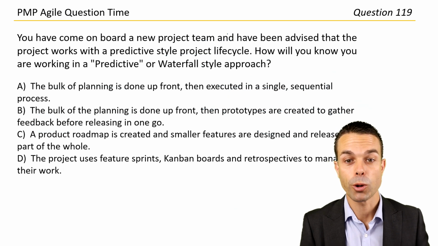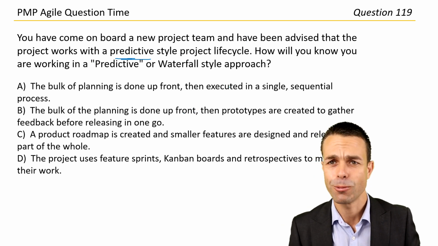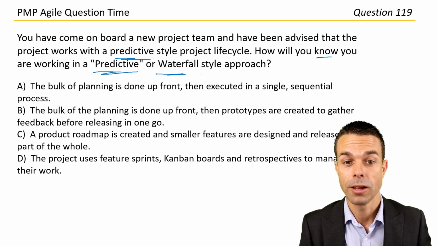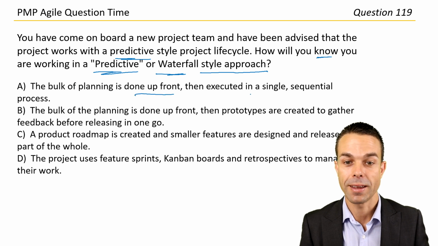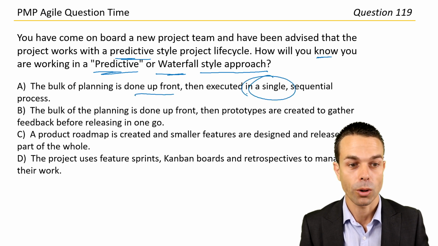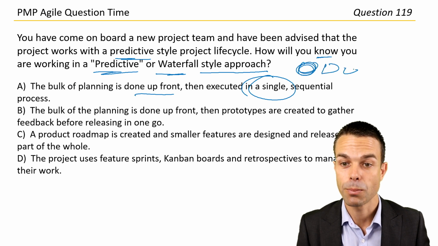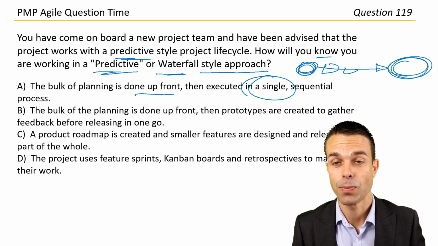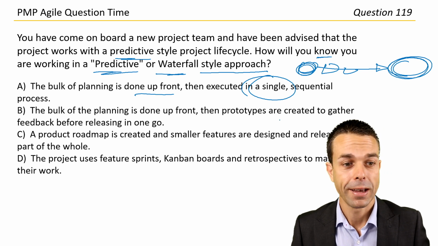You've come on board a new project team and you've been advised that the project works with a predictive style of project lifecycle. Okay, this is the other side of the scale. This is good, a really good foundation. How will you know you're working in a predictive or waterfall style approach? All right, the bulk of the planning is done up front and then executed in a single sequential process. Yes, that's definitely it. We plan everything up front and then we go step by step all the way to one single release right at the end. That's our predictive. We're predicting how the project will go and be released. That's probably the right one.